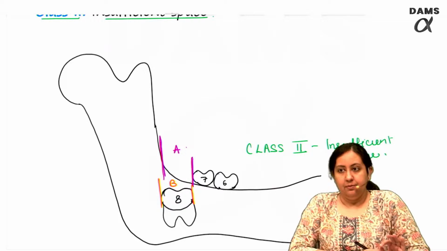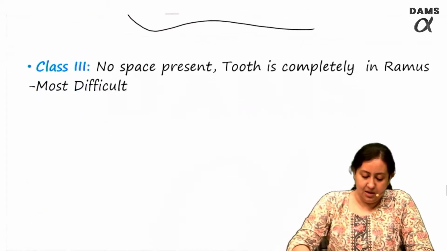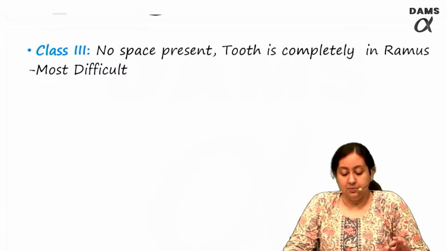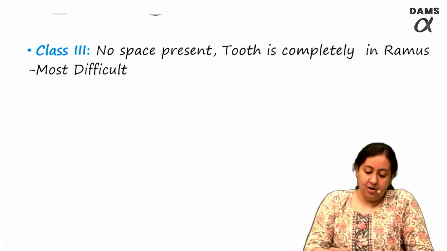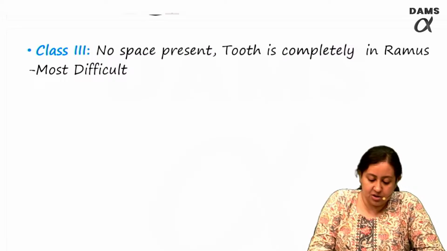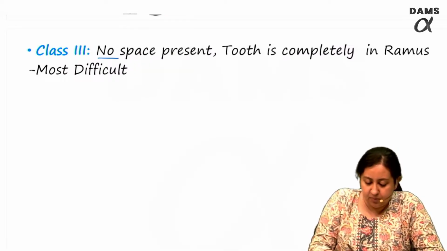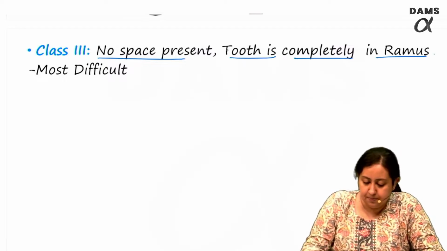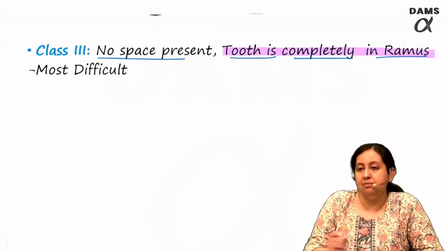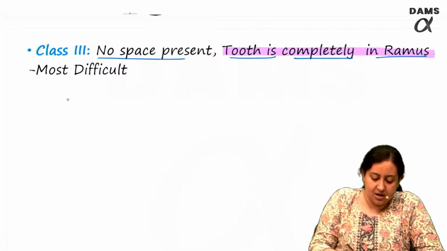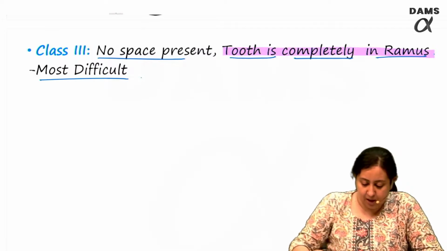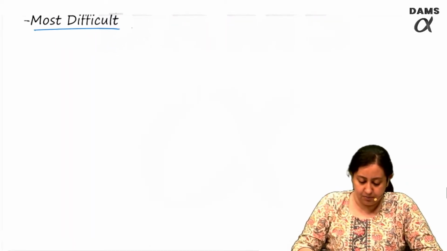Okay, fine. Now let's see class 3. Class 3 is no space present, the tooth is completely in the ramus, and these types of impactions are the most difficult to perform. No space, the tooth is completely in the ramus. This is important. The tooth is completely in the ramus, and this is most difficult. Again, let's remember this with the help of a nice diagram.